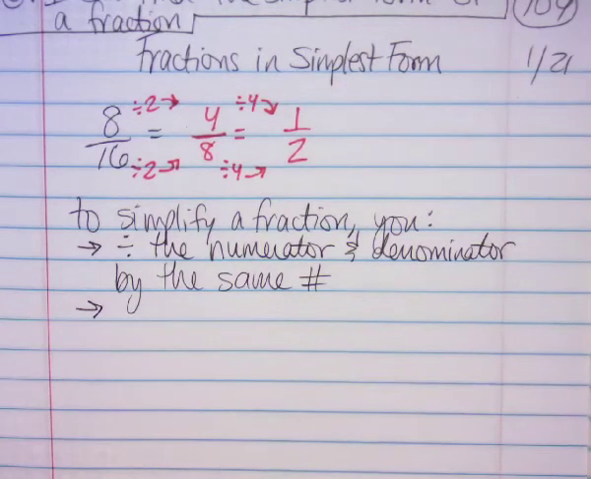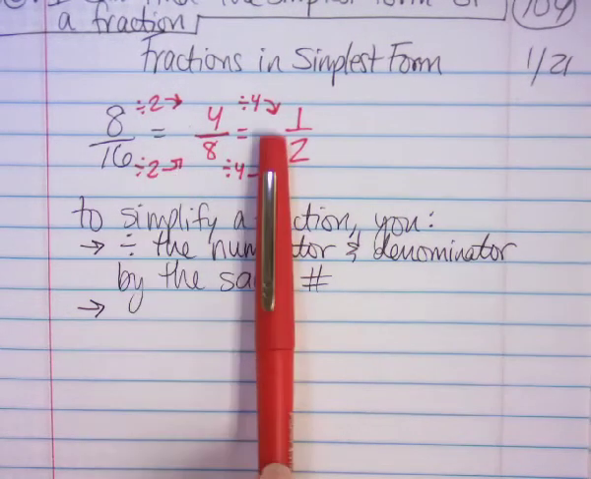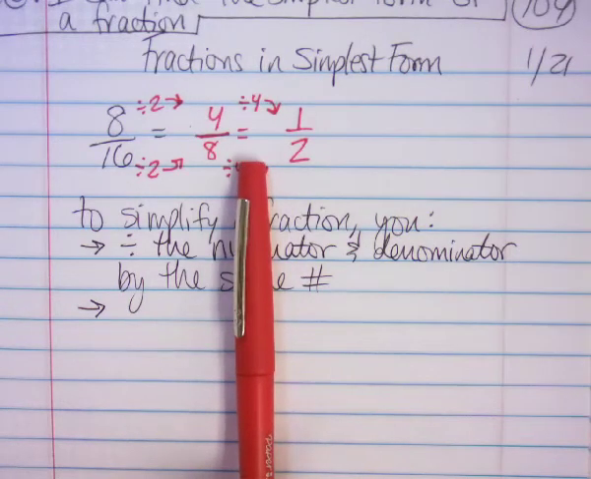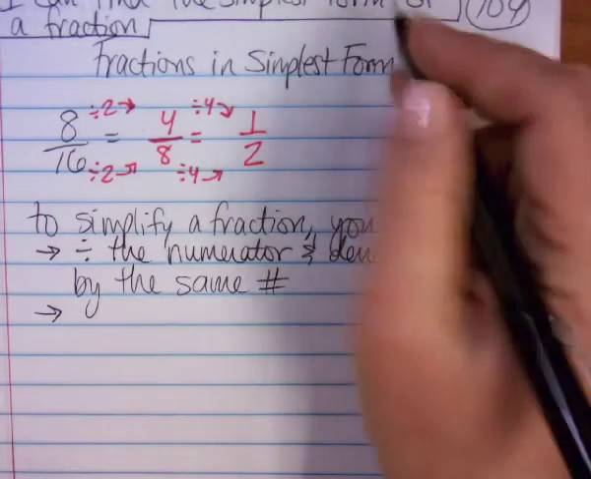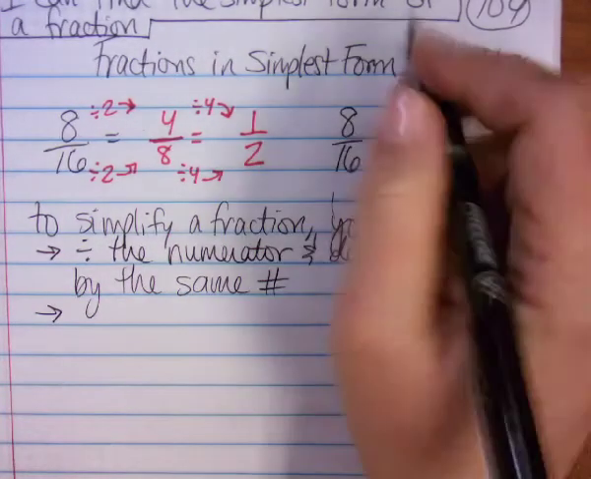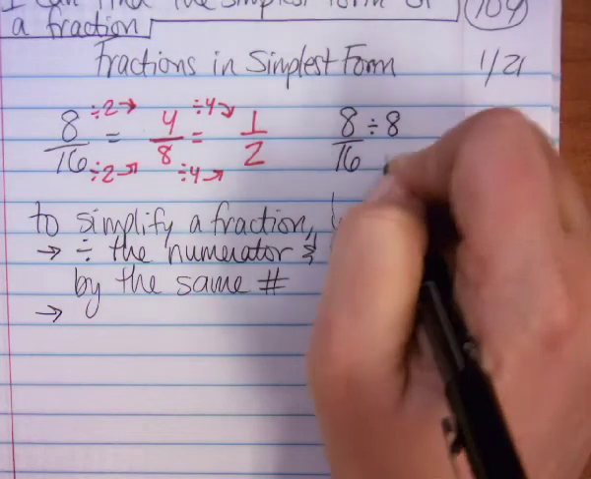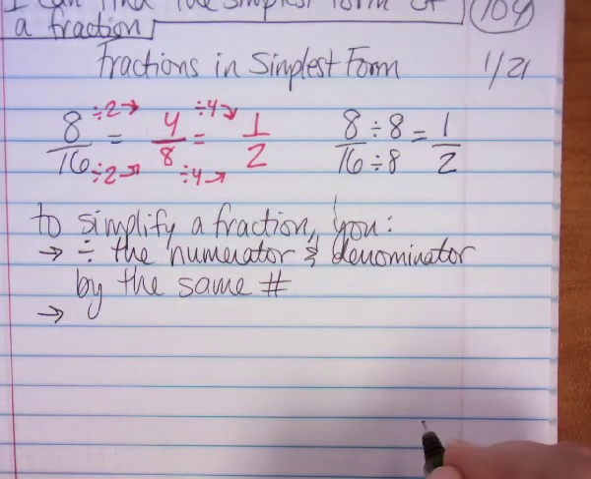So to simplify a fraction, you divide the numerator and the denominator by the same number, just like we did here. 2 and 2, 4 and 4. Now I wrote it off to the top and bottom. You don't have to do that. Say we wanted to start with 8/16, and I wanted to say divided by 8. And then divided by 8, I could have done that, equals 1/2. That's fine.